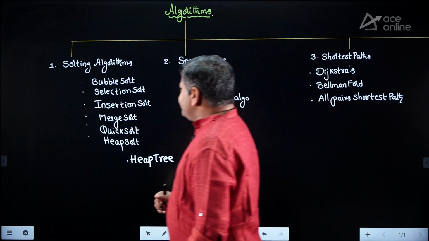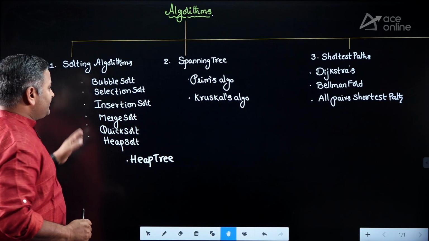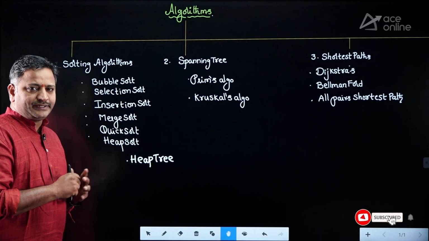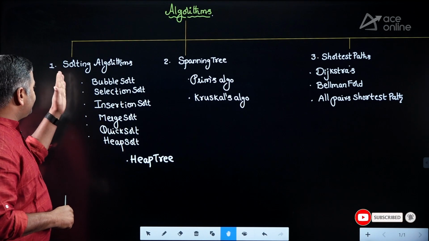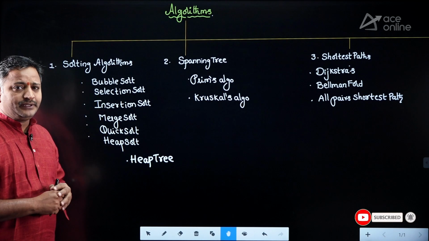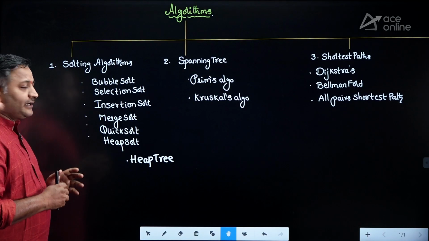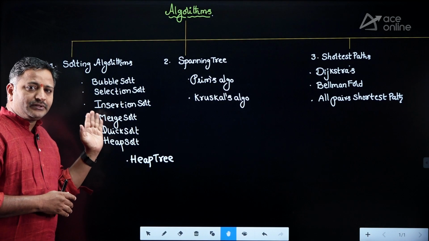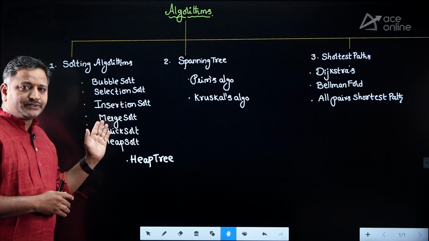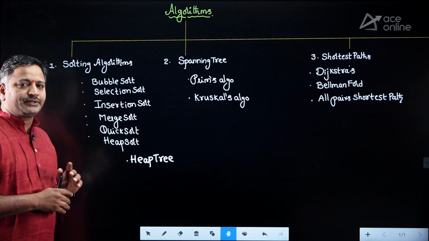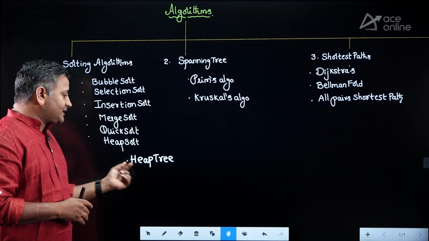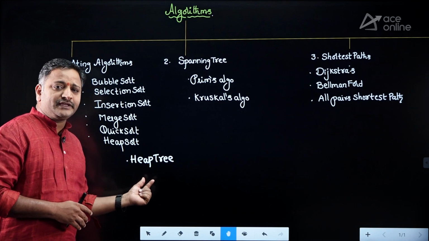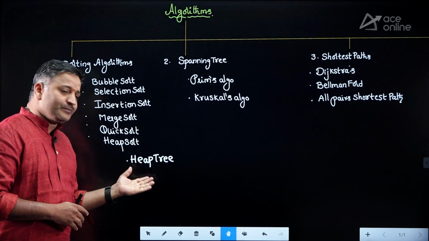I'm planning to discuss topics like sorting algorithms, which is common for both DA and CSE students, and it is the highest weightage topic in the algorithm subject, friends. So the first topic is sorting algorithms, where I will focus on bubble sort, selection sort, insertion sort, merge sort, quick sort, and then heap sort. While I'm discussing heap sort, I'll explain the main important aspects of the heap tree also. This is also a very important topic for you.